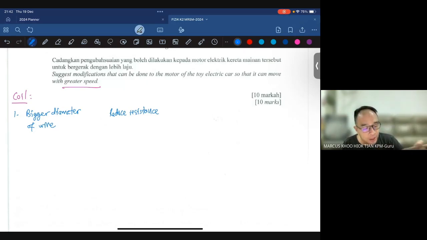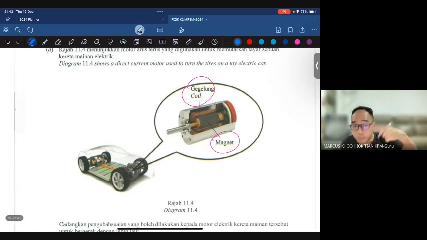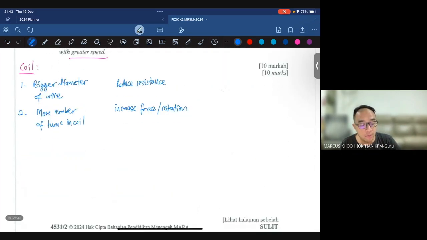A second one is more number of turns in the coil. Why more number of turns? You can say to increase the force, or to increase the rotation, supaya yang ini motor dia berpusing lebih banyak lagi. Higher number of turns, more number of turns in the coil, to increase the force.